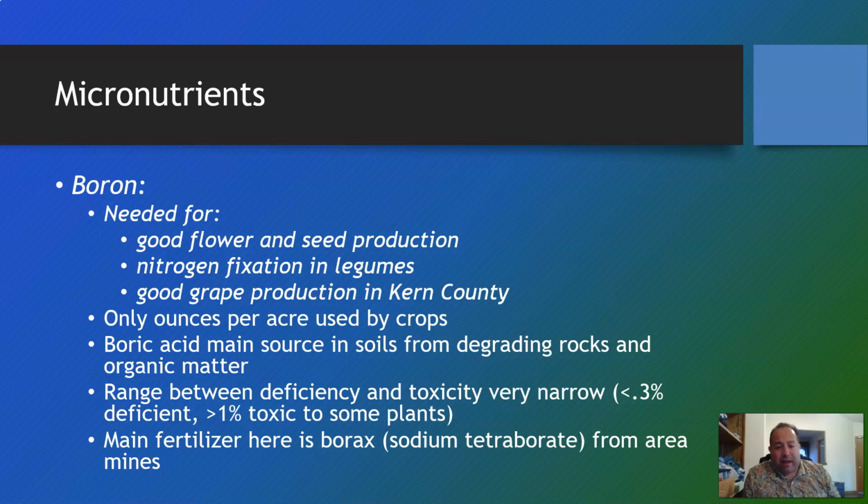So you've got to really pay attention, because the range between deficiency in a plant and toxicity to a plant is actually a really narrow range. So it's something to really pay attention to, because as I put here on the screen, if you have it 0.3% or less, not a big deal. But as soon as you get to 1% or more, it's toxic.